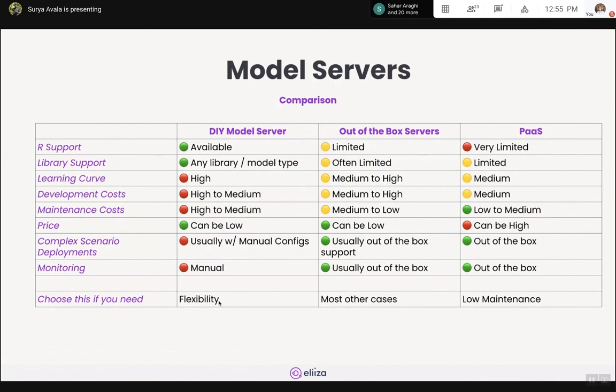If we want more flexibility in our deployments, we'll choose a DIY server. We'll be choosing platform as a service when we need low maintenance or low overhead, and in most other cases, it's better that we choose these out-of-the-box servers.